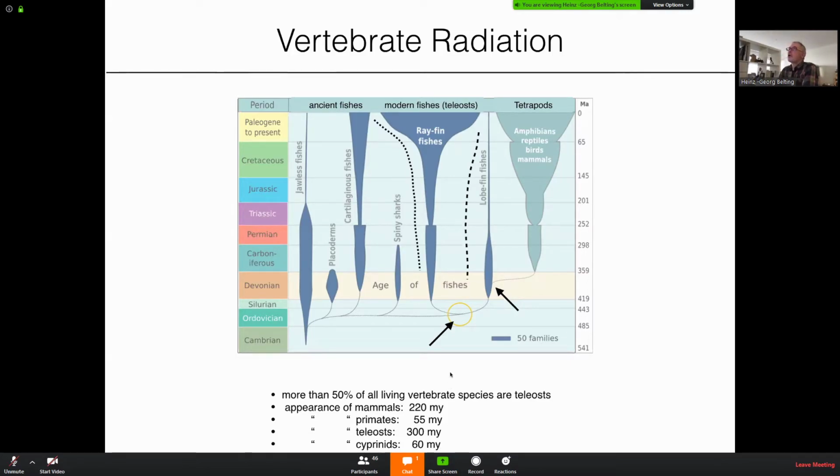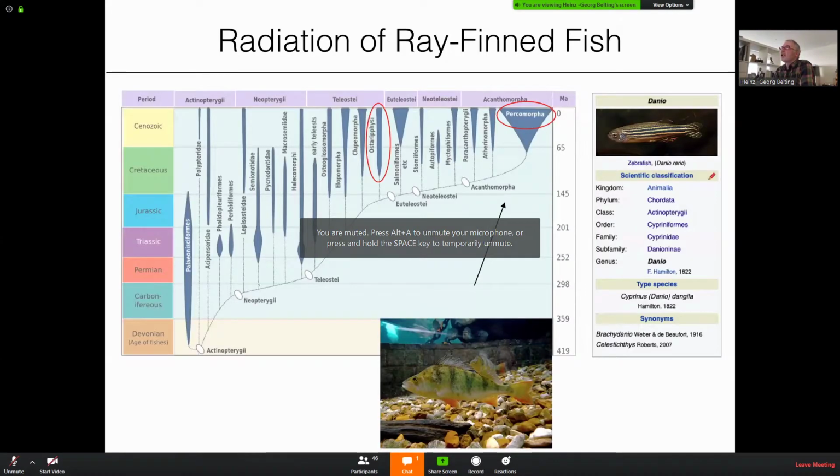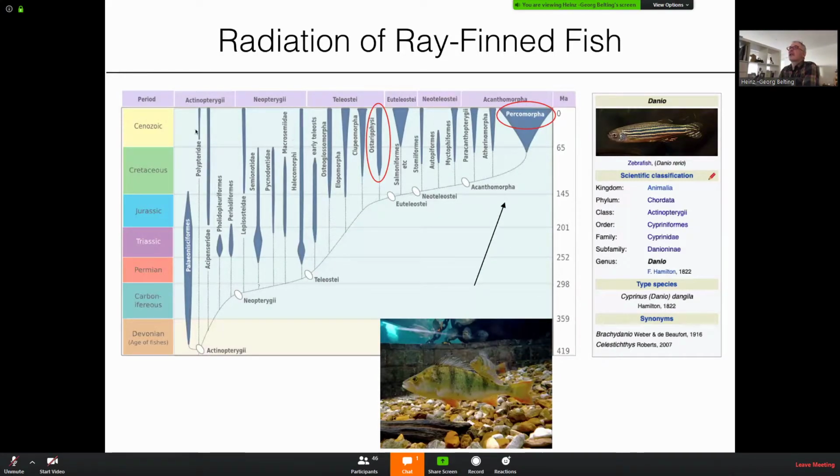And also, the modern fish: 50% of all living vertebrate species are teleosts. And you see that there has been a huge radiation in modern times, over the last 60 million years, when there were a lot of fish that evolved here. And one question is, how could they evolve into so many different species? And what is the genetic basis for that? Here you see this huge radiation of fish over the last 60 million years.